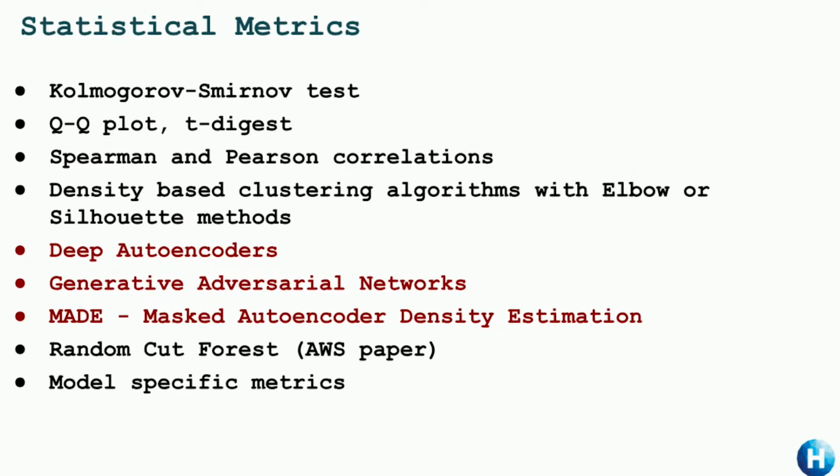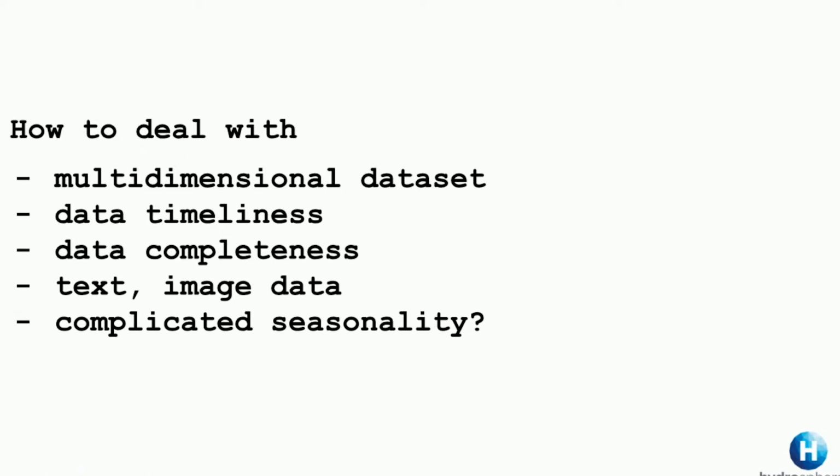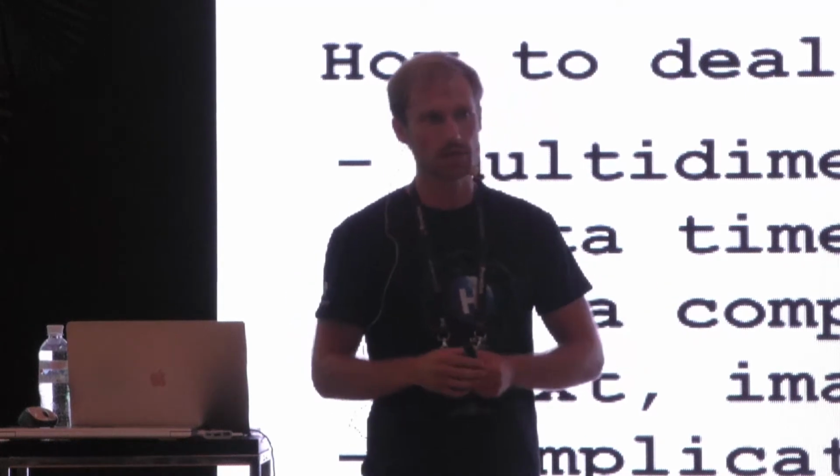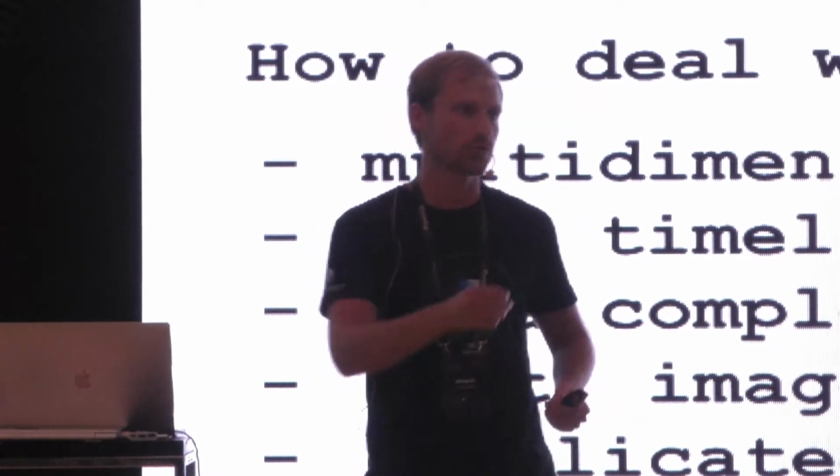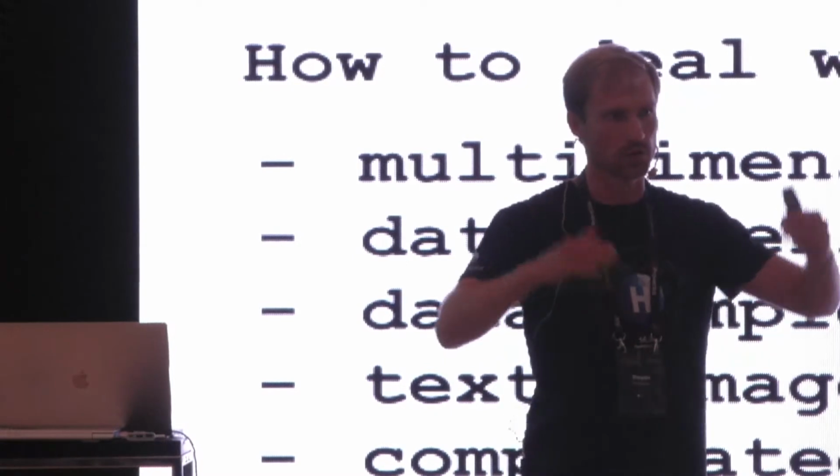There are some statistical methods worth exploring. The Kolmogorov-Smirnov test basically tests whether two samples are from the same distribution. It may help. Also quantile plots, simple correlations, and density-based algorithms. It works well for one-dimensional data sets and for tracking one particular feature from the vector. But how do we deal with multi-dimensional data sets, image data, text data, or complicated seasonality that cannot be described as a set of simple rules in our protocol?